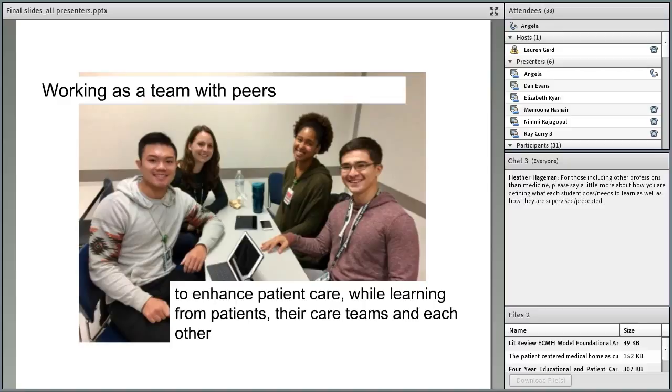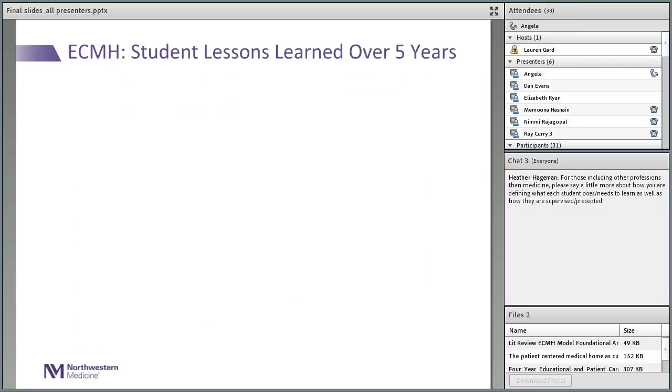Working as a team with peers has been a huge emphasis of ours. The idea is that the core group enhances patient care together and has each other to serve as sounding boards if they have any questions. So they're caring for patients while learning from the patients, while learning from their care teams, and especially learning from each other.